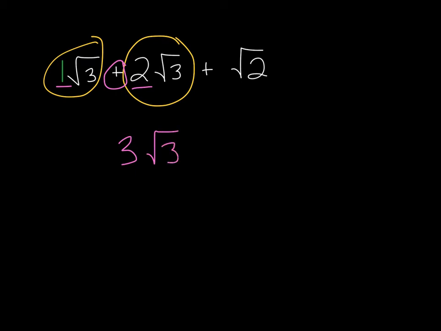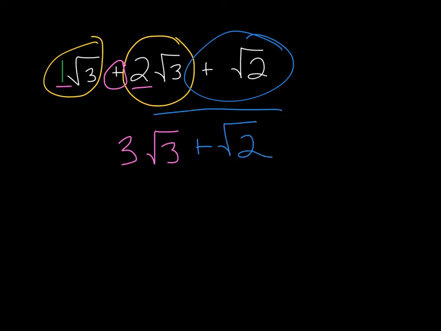And then we have this other one sitting over here that doesn't have a like term. So that one we just include in our answer. So 3 radical 3 plus radical 2. And that's all we can do to simplify it.